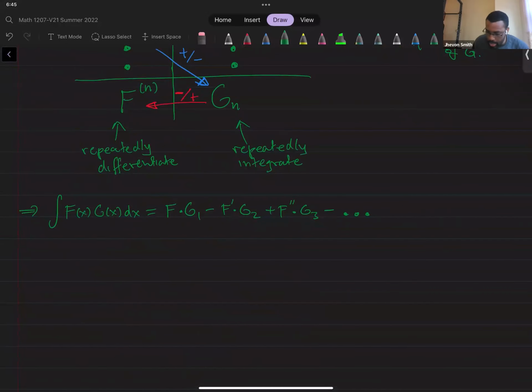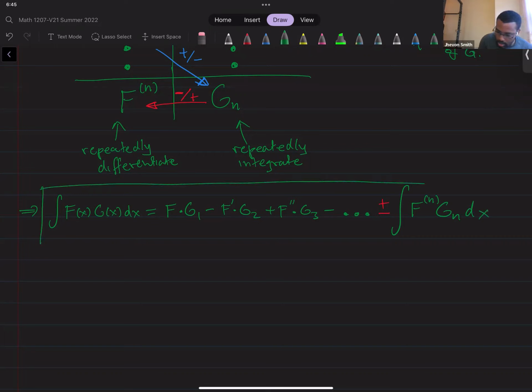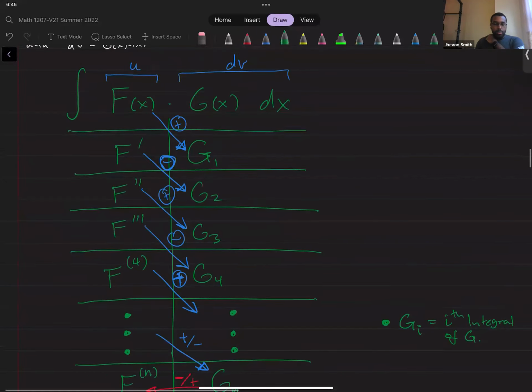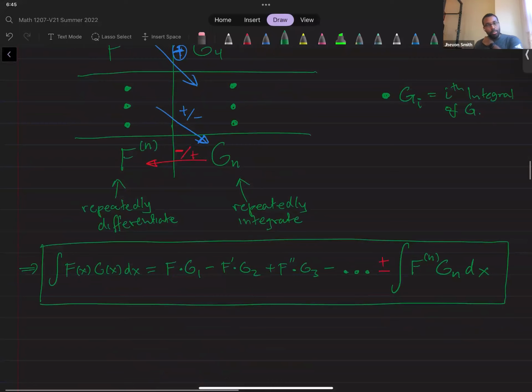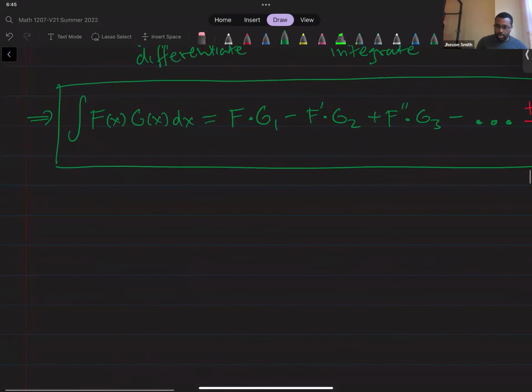Eventually, you're going to get to a plus or minus. It depends on how long this process lasts, but ultimately, you're going to get an integral of the f n g n dx. And so this here is a generalized version of integration by parts, right? But you always set it up with this table, right? You don't have to memorize that formula, but essentially this is how you piece everything together. Okay, so let's actually do an example.